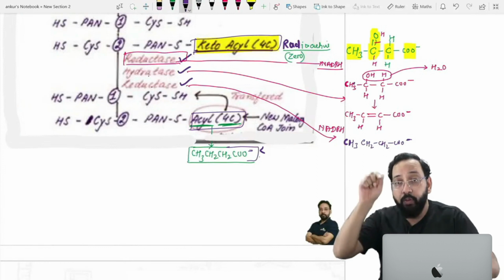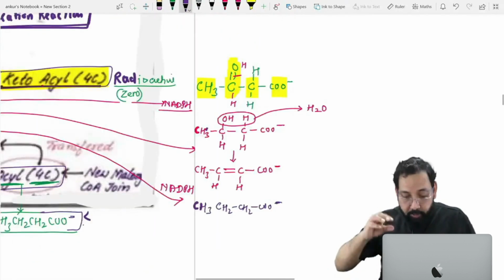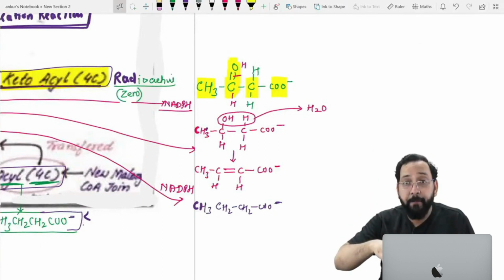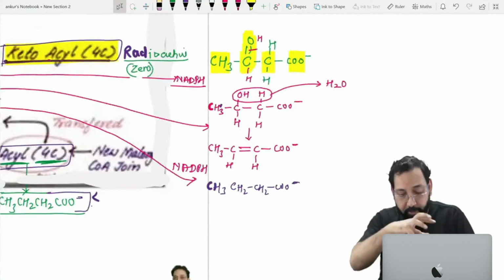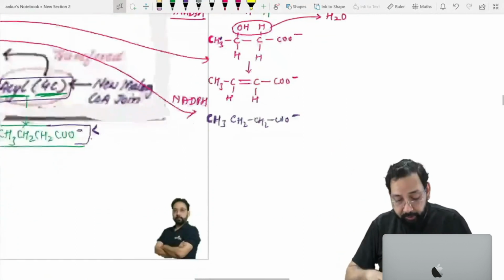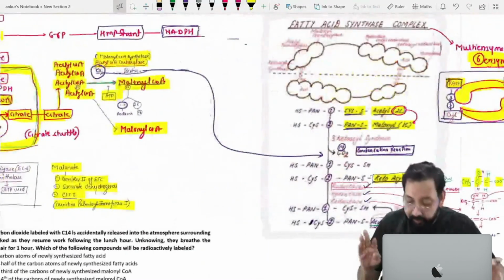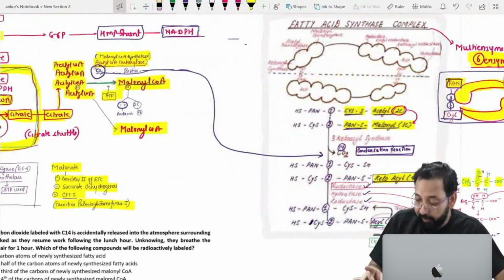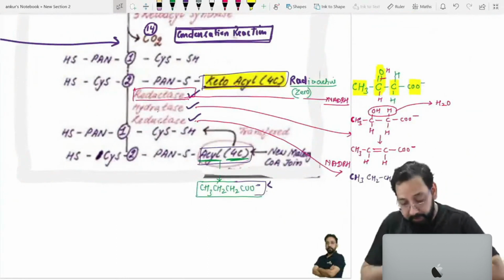Reductase means you join two hydrogens. Then hydratase, water is removed, then reductase, NADPH used. So NADPH is used in fatty acid synthesis by 2 reductases, and butyric acid is formed. So this is fatty acid synthesis, butyric acid formed.